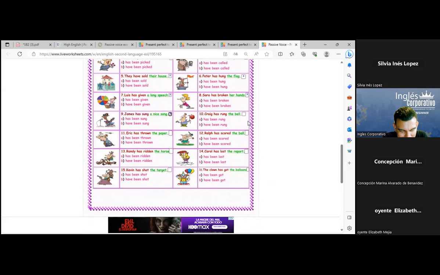Has run. Has been run. Eric has thrown the paper. Has been thrown. Ralph has scored the ball. The ball has been scored. Randy has ridden the horse. Has been ridden. Carl has lost the report. Has been lost. Kevin has shot the target. Has been shot. The clown has got the balls. Has been got.